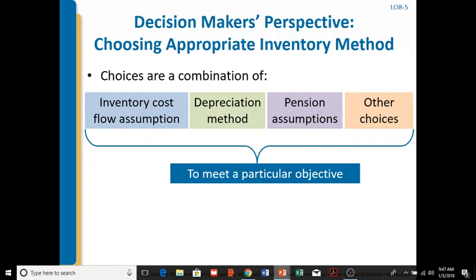Now, understand that if you use FIFO, you're going to have to report a higher income, and that includes taxable income as well as financial income, and so tax cost is going to be more if you use FIFO versus LIFO, but they're probably more concerned about how the numbers look to investors and bankers and things like that. So that's probably why most companies use FIFO.